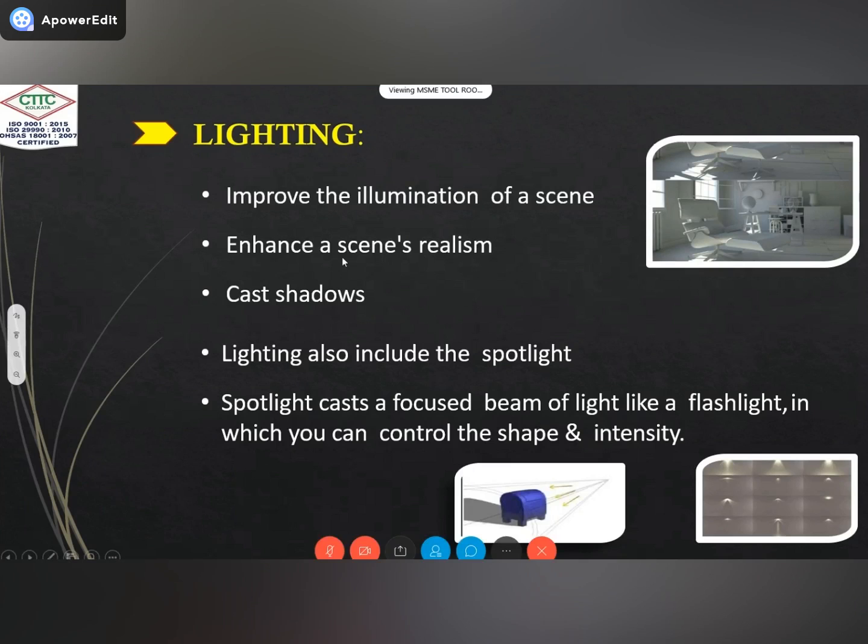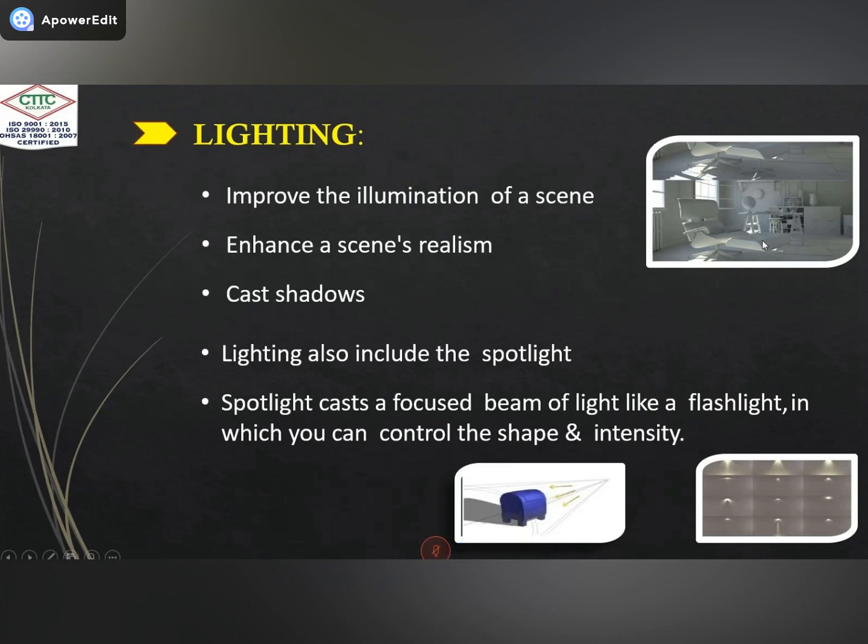If you want to use shadow, then you can use it. You can also include the spotlight. The spotlight casts a focused light on the object. You can use the flashlight also. If you want to use some intensity on that light, then you can use it. You can change the intensity, so you use different types of tools to change the intensity of the light.